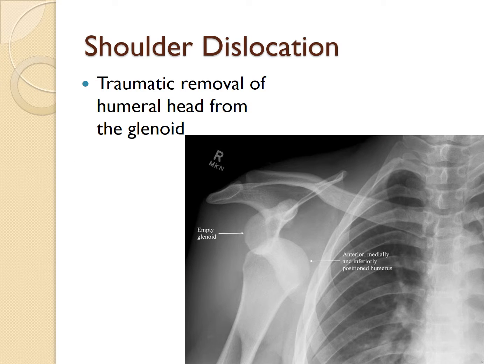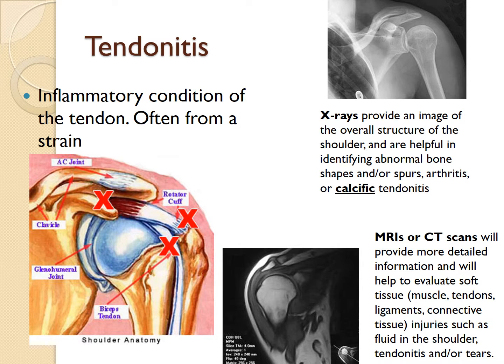Dislocation in the shoulder, you will see those come through in the ER sometimes, and you'll have to do x-rays of those. Tendinitis, again, is more seen on an MRI than a plain x-ray. These plain x-rays can be done first and then an MRI if recommended.